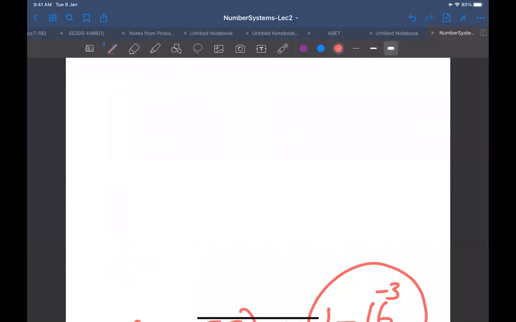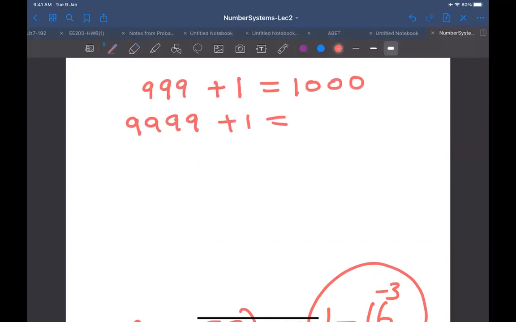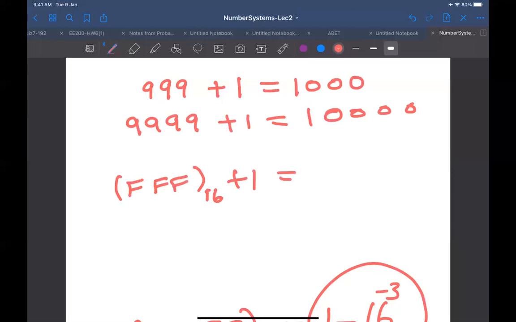So if you add 1 to 999, what is the result? It's 1000, right? If you add 1 to 9999, it's going to be 1 followed by 4 zeros, right? Again, this is in decimal. In any other base, it's exactly the same. So if this number is the largest, for example, in hexadecimal, okay? If you add 1 to it, then it will be 1 followed by 3 zeros, in hexadecimal.